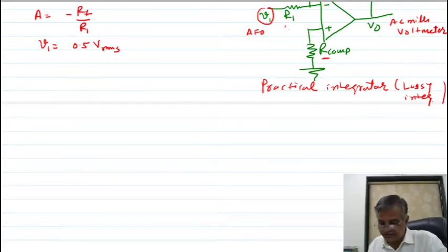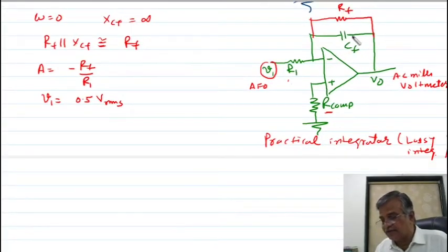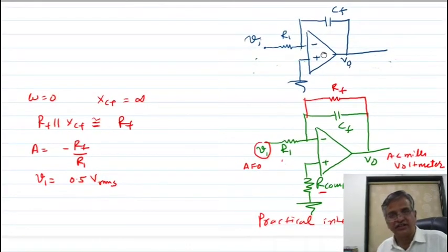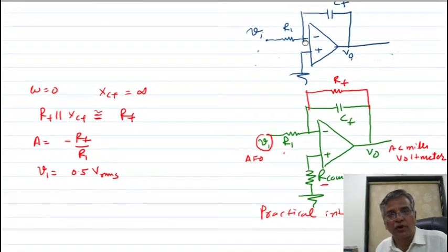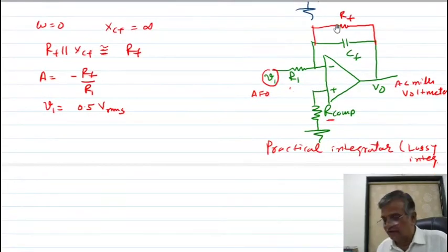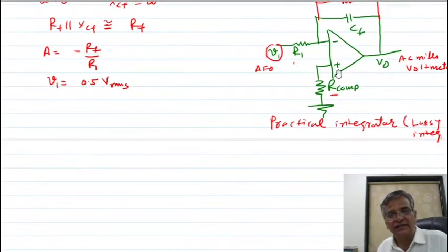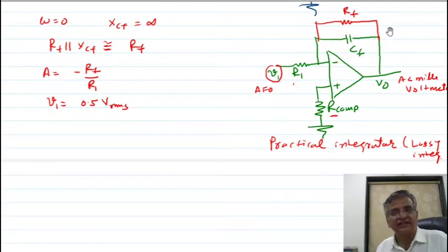Sir, why is it called lossy integrator? The parallel combination of RF and CF behaves like a capacitor which dissipates power like an ideal capacitor. As a result, this circuit is called lossy integrator. So in practice, we are using this circuit, not the ideal one. To avoid the two problems, we are connecting one RF, and this is used in practical work.